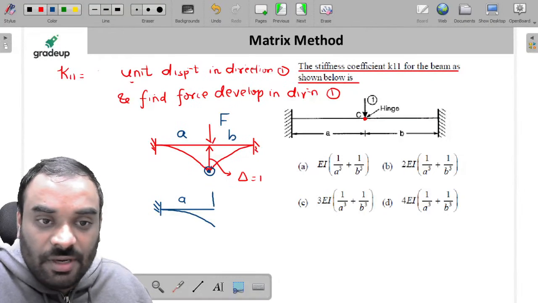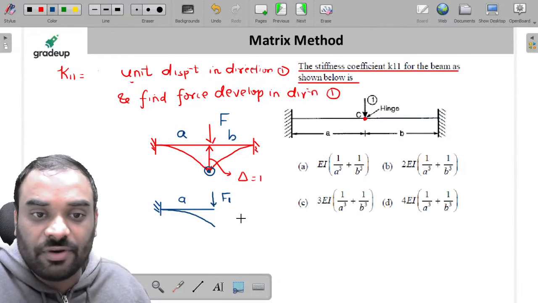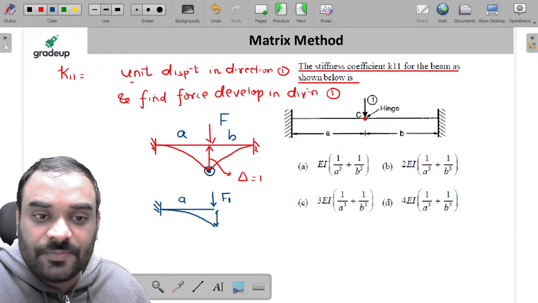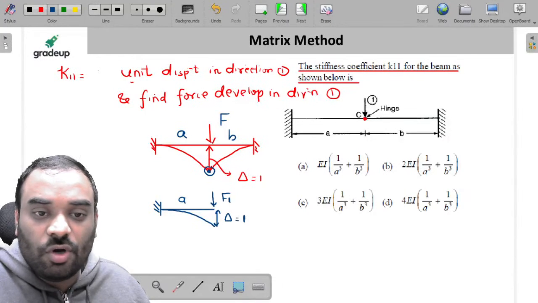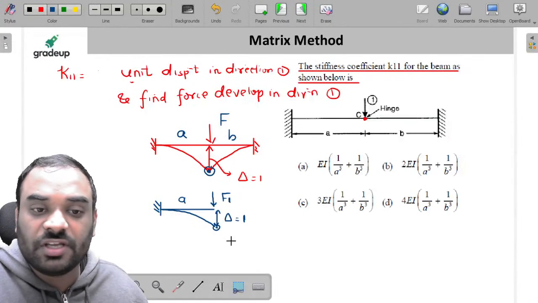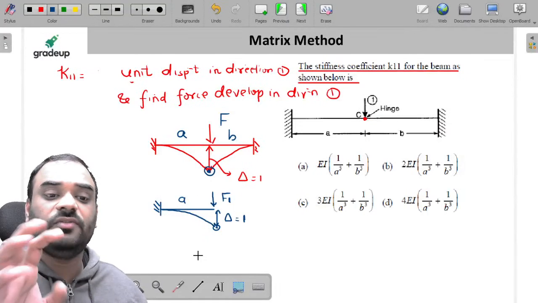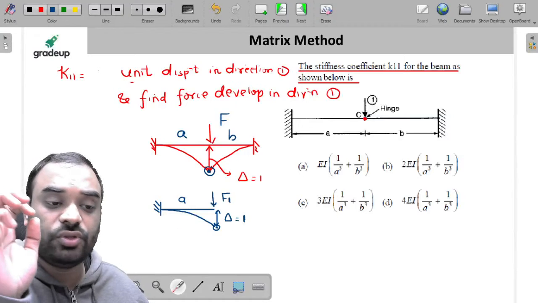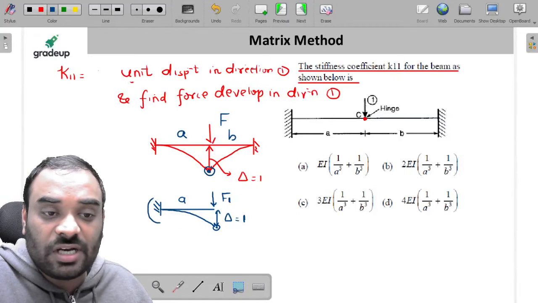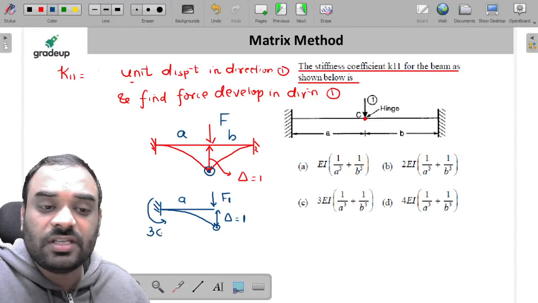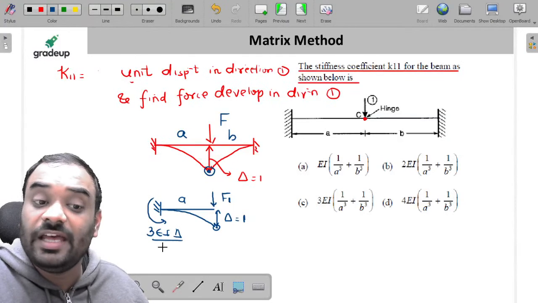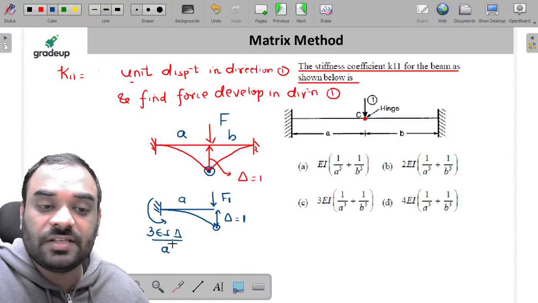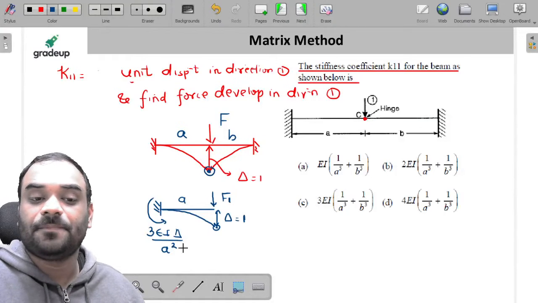Now let us suppose this is your force F1, and delta is equal to 1, and this particular point is a hinge. You know that whenever the free end tries to deflect by delta, the moment developed at this end is equal to 3EI delta by L square. What is the value of L? It is A, so A square over here.